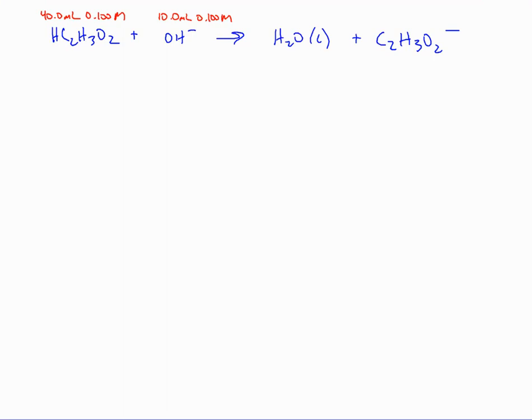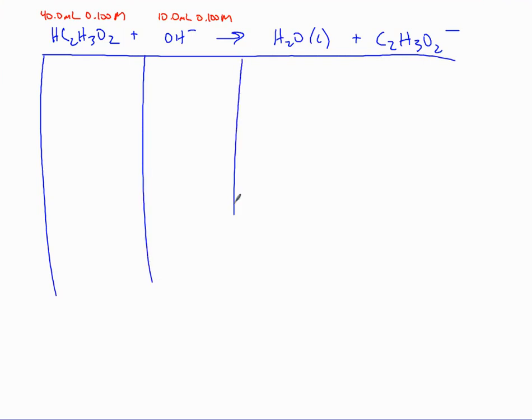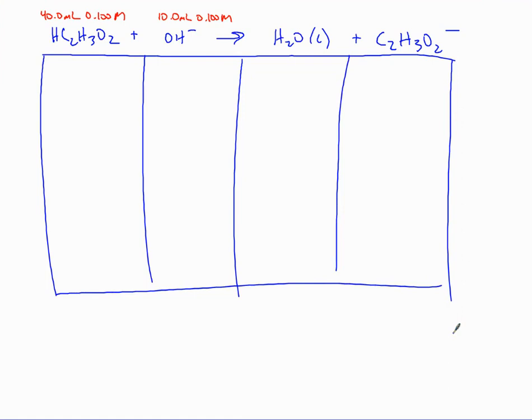So for these to work in our ice table, we need to change it to moles. So change your volume to liters and then multiply that by the concentration. And it gives you 0.00400, and that's moles.